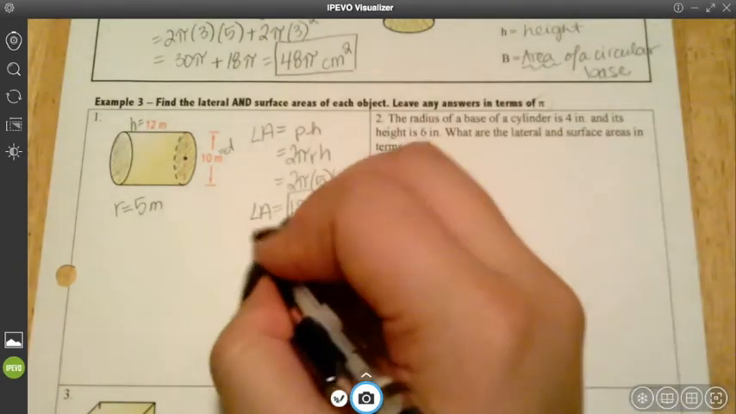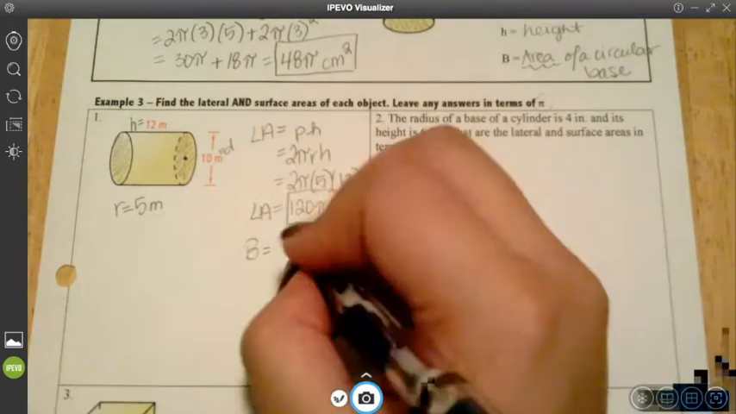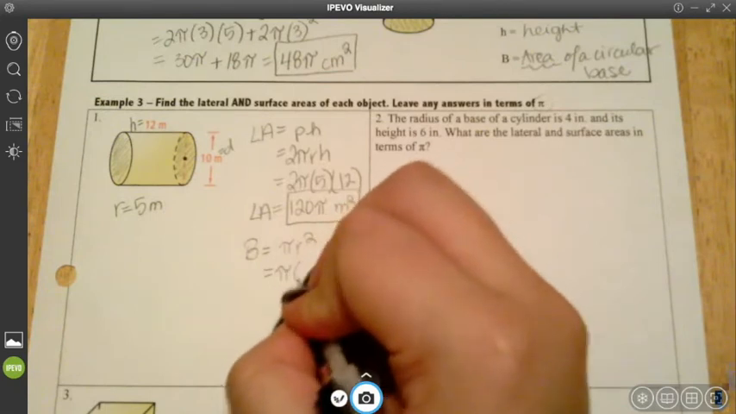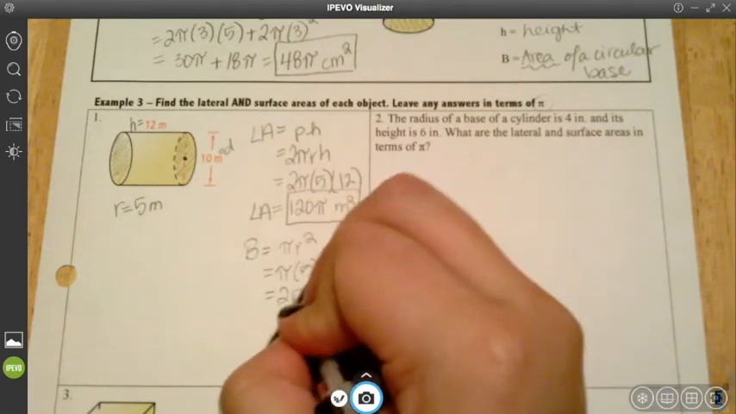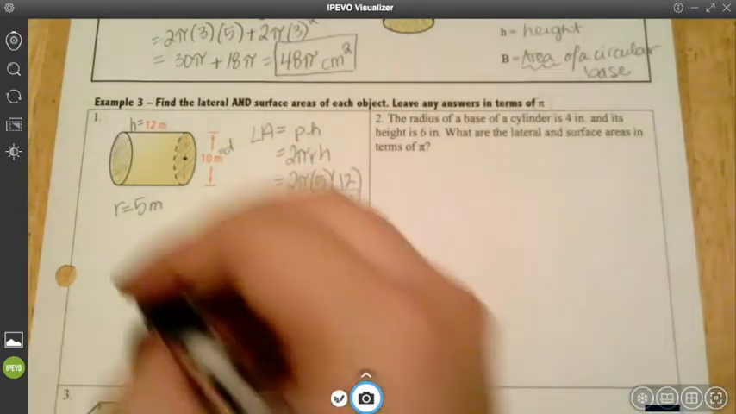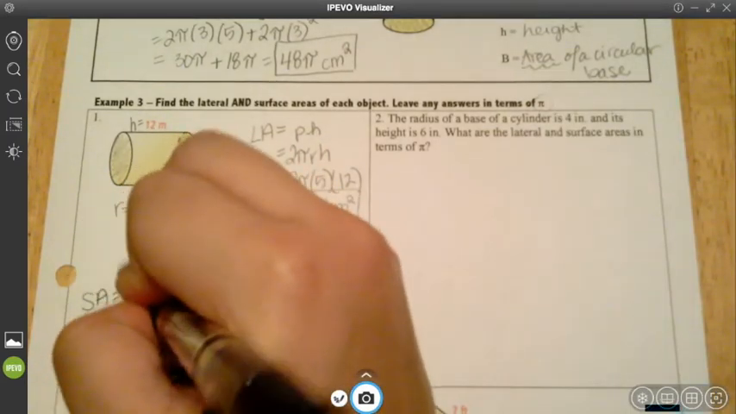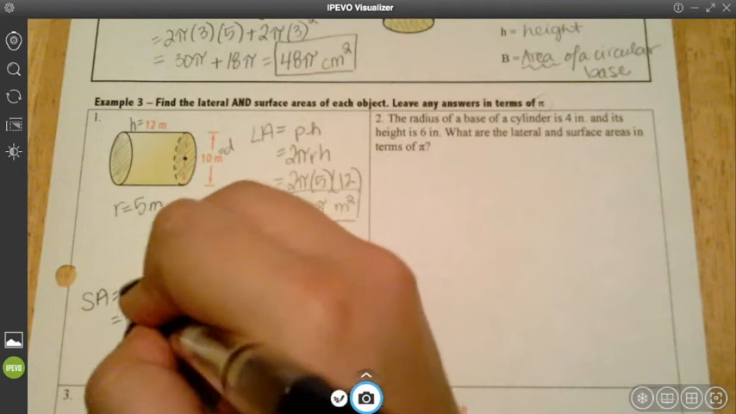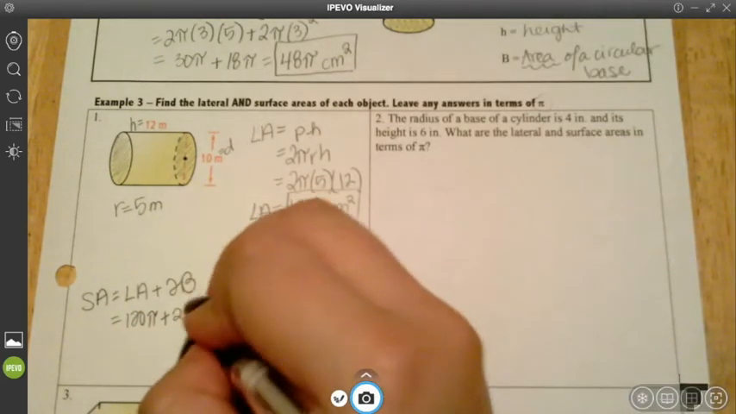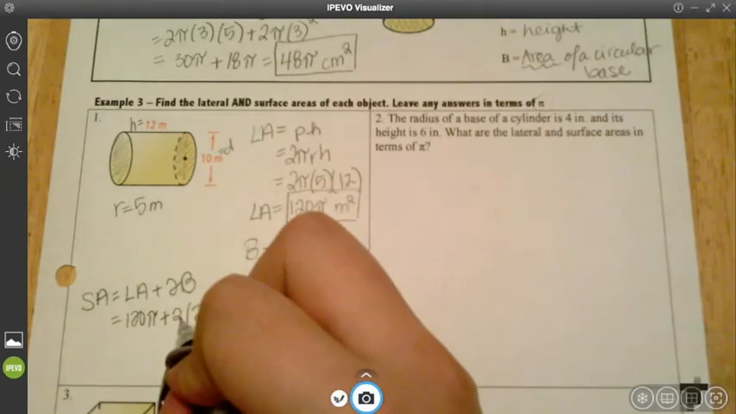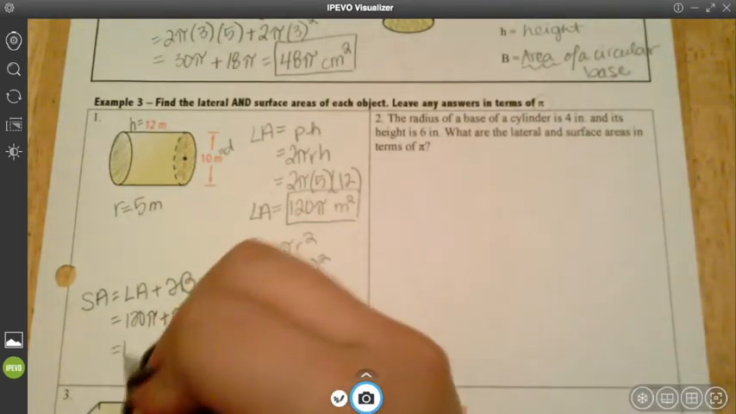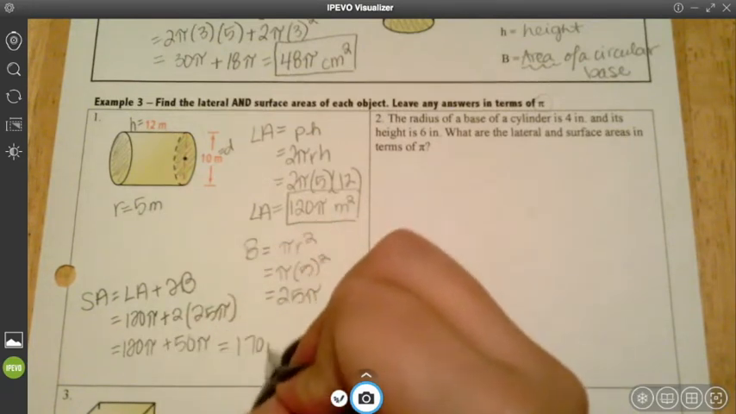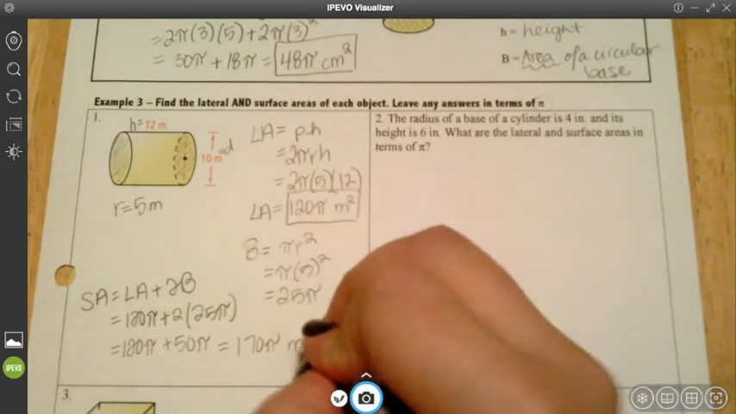We also need the base in order to find our surface area. Base, these are circles, so that is pi r squared. Our radius is 5, so that gives us 25 pi. Now we have everything we need to find our surface area, which is the lateral area plus 2 bases. So that's 120 pi plus 2 times 25 pi. Don't forget that 2. We have 2 bases we have to find the area of. That's 120 pi plus 50 pi, leaving us with 170 pi square meters.